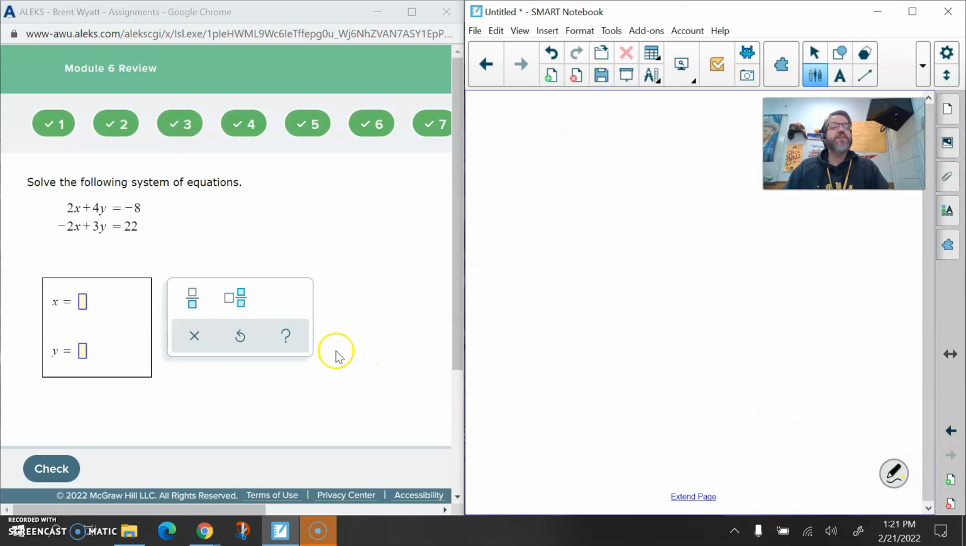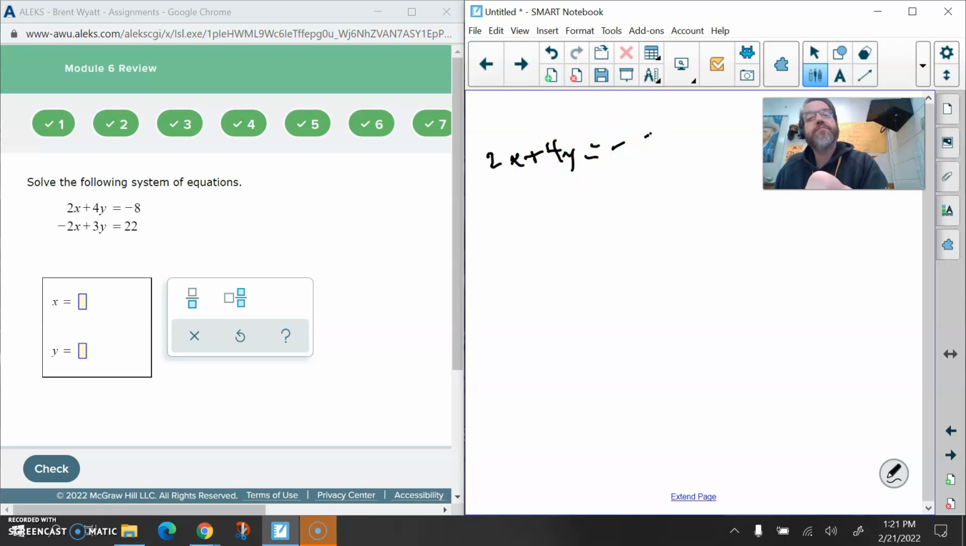All right, number 8, solve this system of equations. We have 2x plus 4y equals negative 8. We have negative 2x plus 3y equals 22. Now I'm noticing right away in my top equation 2x and in my bottom equation negative 2x, those are opposites of each other. And so I can use the elimination method for this problem. 2x plus 4y. I'll just rewrite these over here.